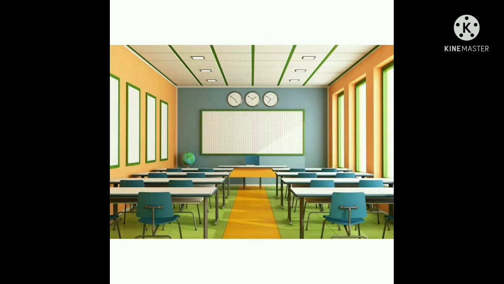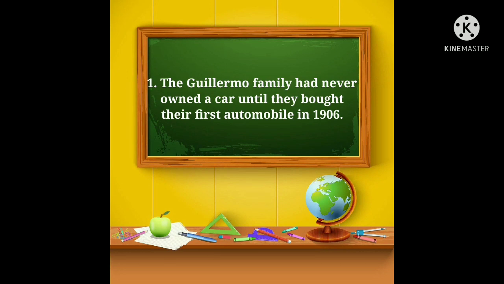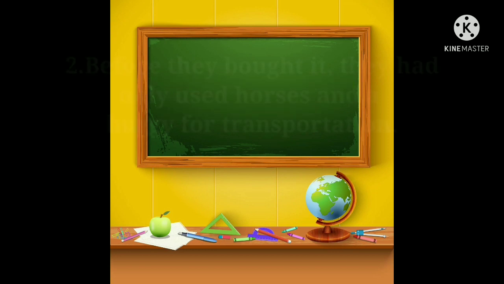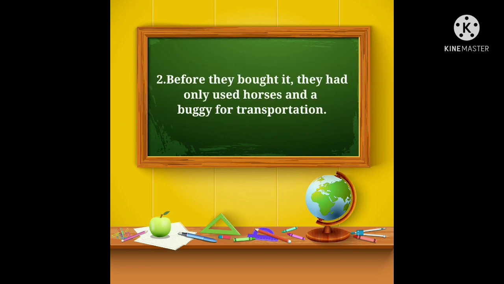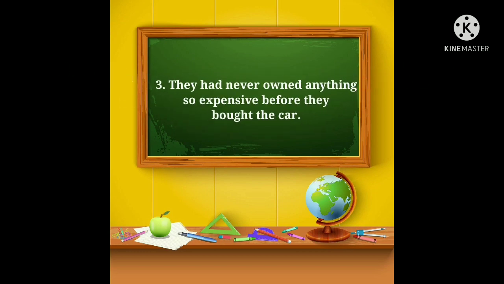Yes, you're right. And the answers are: first, the Guillermo family had never owned a car until they bought their first automobile in 1906. 2. Before they bought it, they had only used horses and a buggy for transportation. 3. They had never owned anything so expensive before they bought the car.